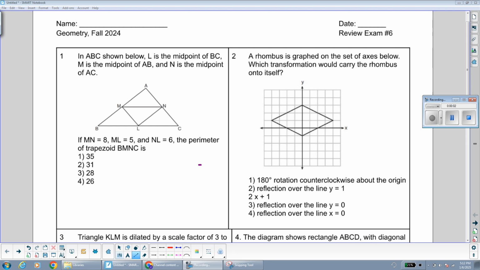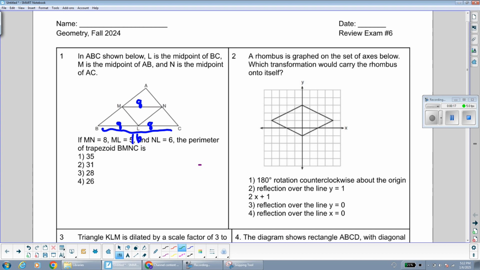For 1, we have midsegments. We know they're midsegments because they connect together midpoints of the big triangle. So if MN is 8, that means this is 16. So we have 8 and we have 8.